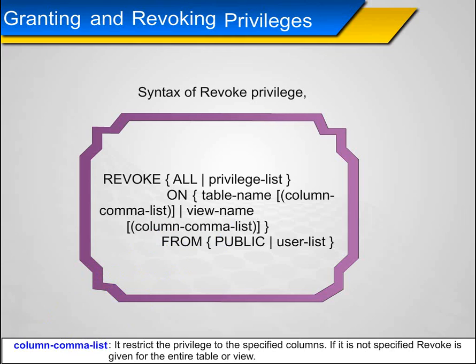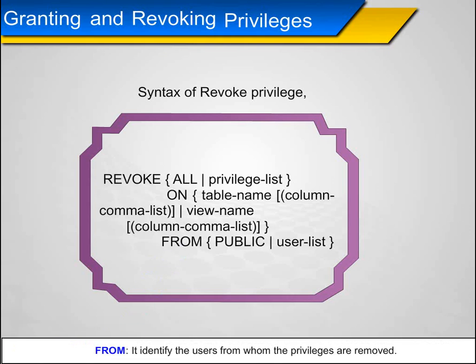Column comma list, it restricts the privilege to the specified columns. If it is not specified, revoke is given for the entire table or view. From, it identifies the users from whom the privileges are removed. Public, the user with valid user ID and password are revoked. User list, the users specified in the list are revoked.